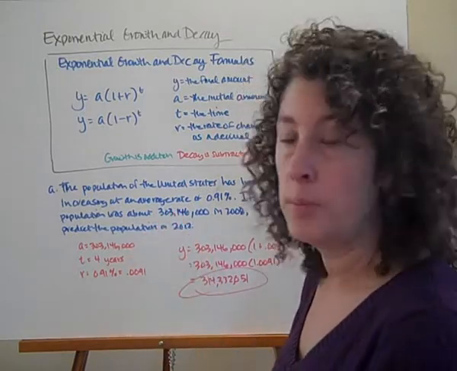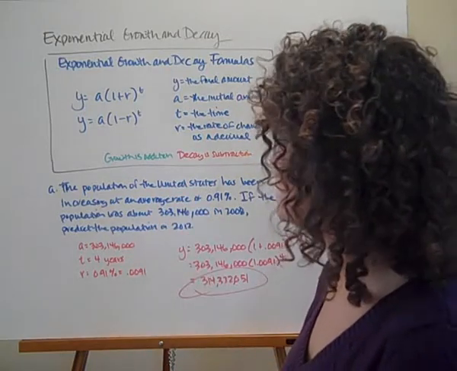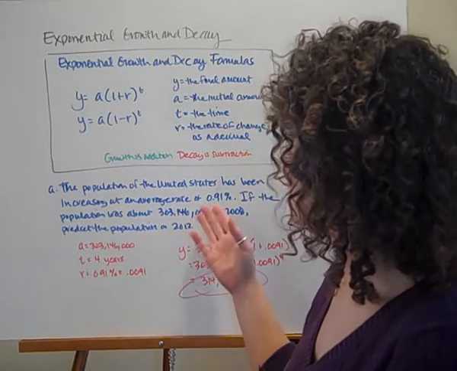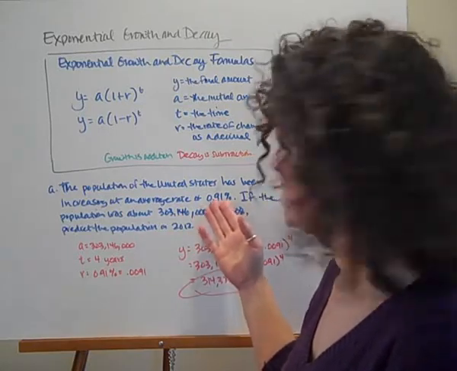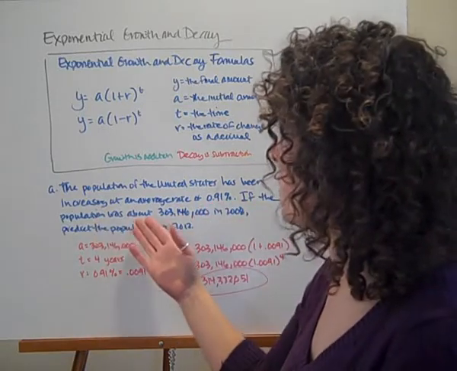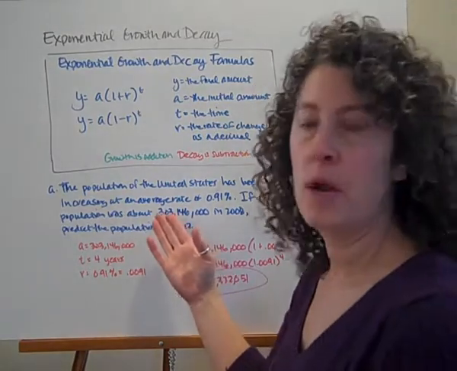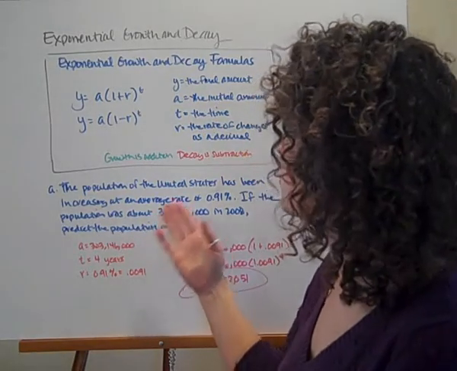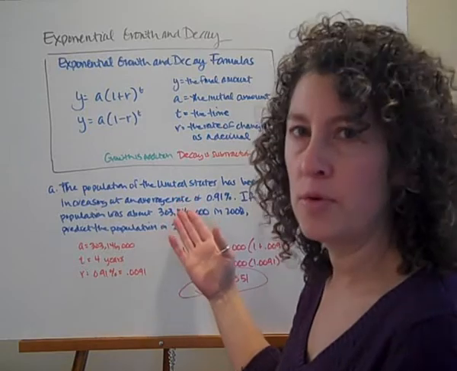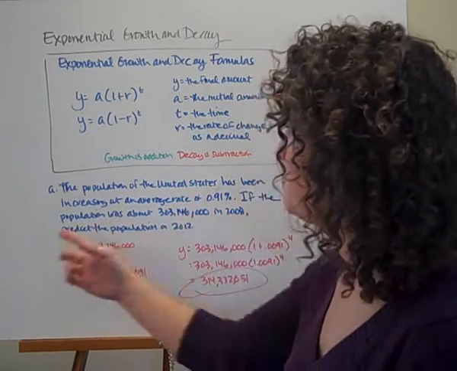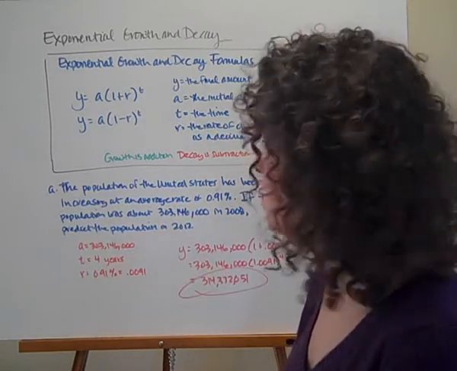All right, let's apply these. So the population of the United States has been increasing at an average rate of 91/100% per year. If the population was about 303,146,000 in 2008, predict the population in 2012.